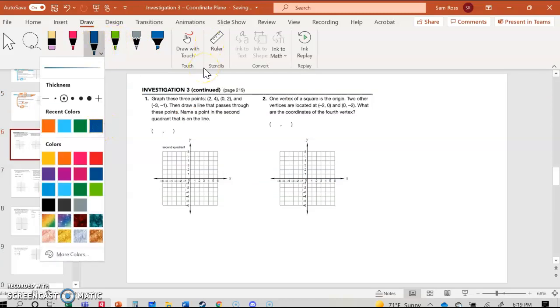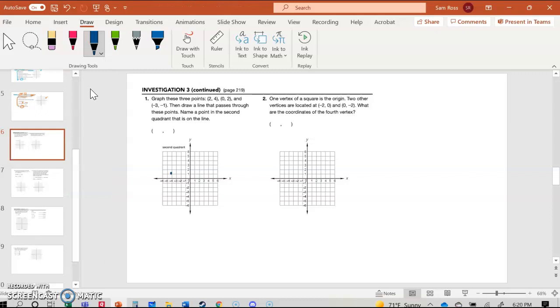So then we have question 1. The other 4 that we just did were examples. This is question 1. Graph these 3 points. Draw a line through them. Now, if I have 3 points, and I draw a line through them, the line goes endlessly in that direction and endlessly in that direction. The line does not look like this. That's a segment. Then it says name a point in the second quadrant, it tells you where the second quadrant is, that's on the line. So some point here that's on the line.